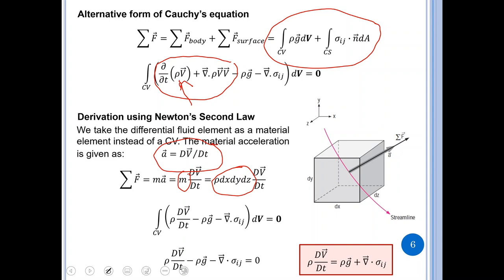Now this equation, that part which was the summation of body forces and surface forces, becomes this: rho Dv over Dt minus rho g minus del dot sigma ij, whole into dV, integral over CV is equal to 0. For this relation to be true, the integrand has to be equal to 0. This negative value, when it goes to the other side, becomes positive. So this is the alternative form of Cauchy's equation: rho Dv over Dt, where D is the material derivative, is equal to rho g plus del dot sigma ij. Now we can write this Cauchy's equation in component form as it is being shown here.